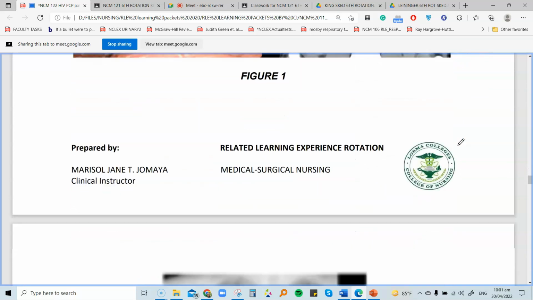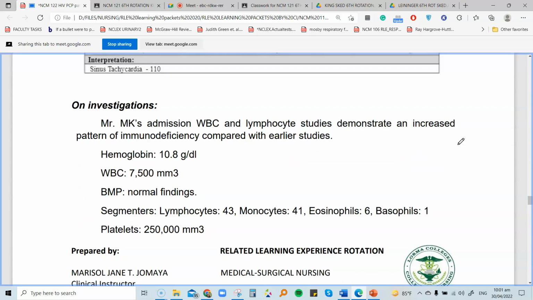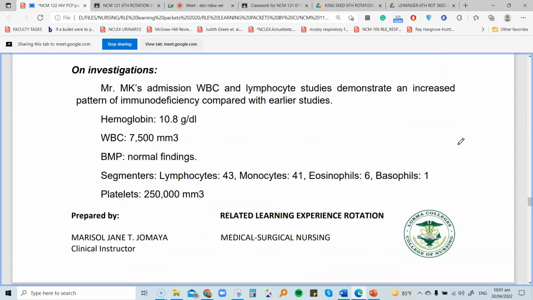So, let's move on. On investigations, these are the results of your client's laboratory procedures. Mr. MK's admission WBC and lymphocyte studies demonstrated an increased pattern of immunodeficiency compared with earlier studies. Hemoglobin, 10.8 grams per deciliter. WBC, 7,500. Actually, your normal is 5,000 to 10,000, right? But hindi mo makikita dito sa WBC eh.